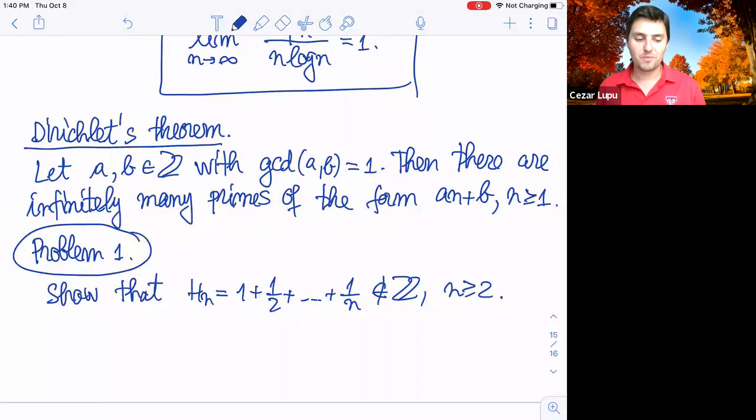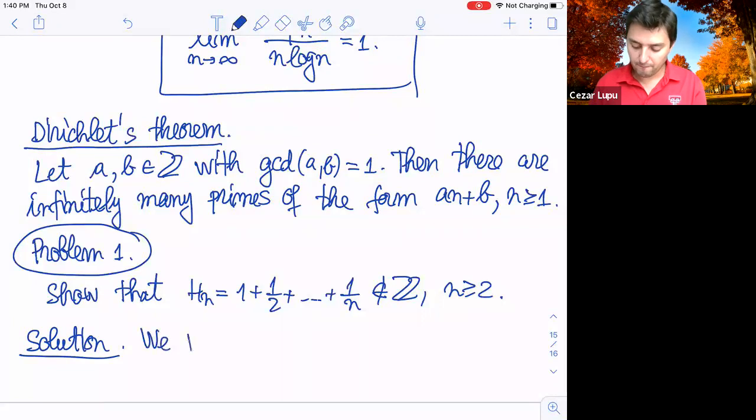So let's look at it. Usually, you can prove this by just looking at the exponent of n and so on. But I would like to use one of these tools. And what we will use is what we call Bertrand's postulate.